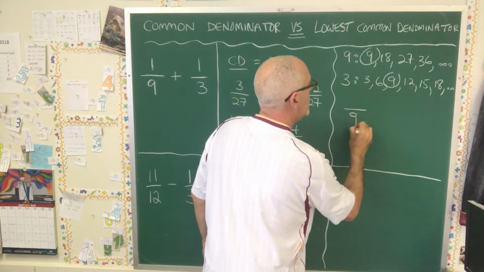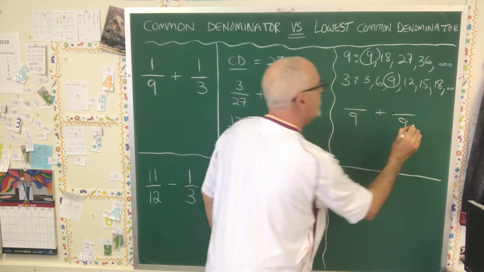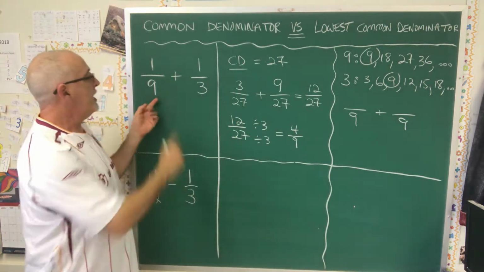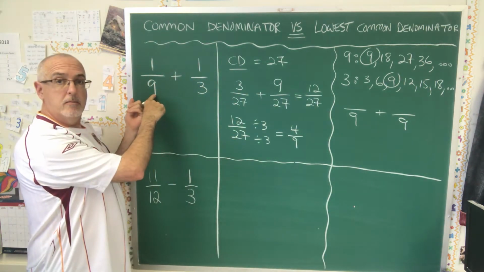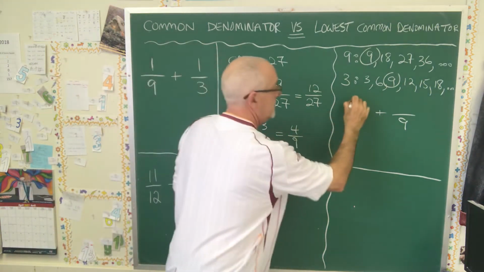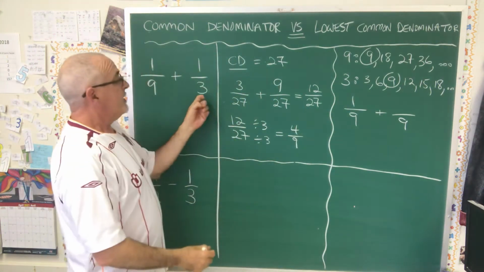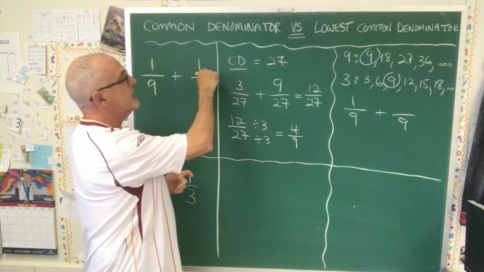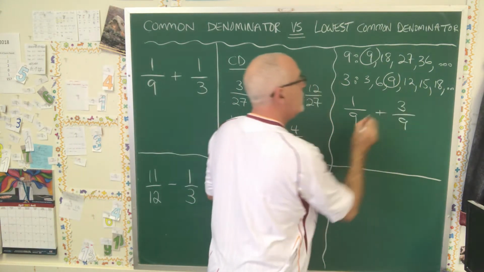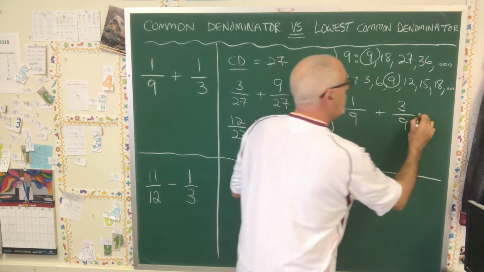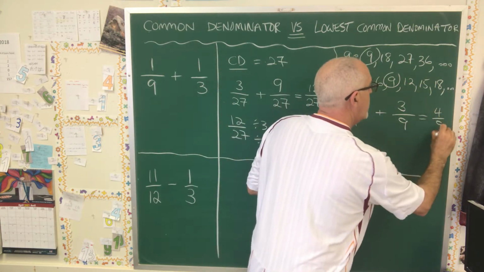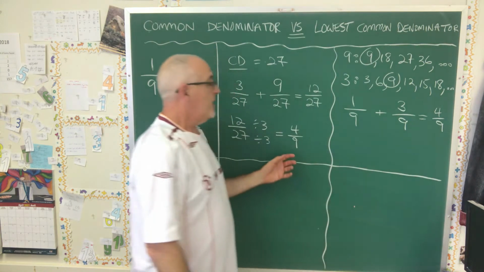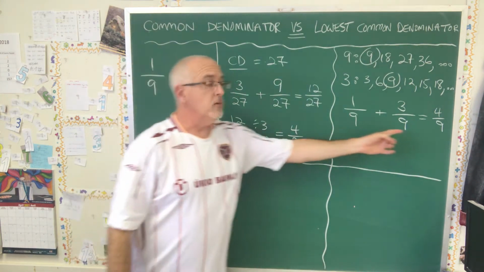So that means we can put both of our fractions over a 9 instead of a 27. This one's already over 9. So 1 over 9 is 1 over 9. This one, we have to turn the 3 into a 9 by multiplying it by a 3, so the 1 is also multiplied by a 3, and we get 3 over 9. When we add them, we get 4 ninths, which means that we don't have to reduce.